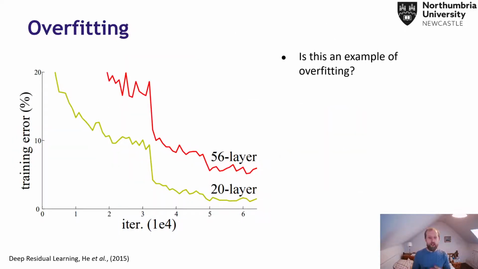So, I asked you this question in the last lecture: is this an example of overfitting? And the answer is no, because this is all still training error. So as this has got deeper, we get a higher training error. But overfitting, remember, is when the training loss goes down, but the error on the test set actually goes up. So in this case, because we don't know anything about the test set, we can't conclusively say that this is overfitting, but we can say that something is going wrong.